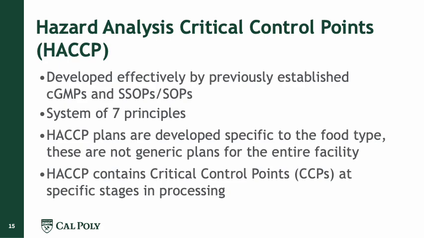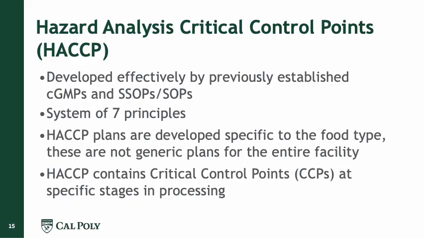Okay, so at the beginning of the presentation, we talked about the types of hazards, and HACCP is one of the quality systems that is based on identifying what we call critical control points. It has been developed on previously established good manufacturing practices and sanitation standard operating procedures, SOPs. It is a system of 7 principles, and they are developed for a specific food type. So they are not generic for the entire facility; they have to be developed, for example, for orange juice or for seafood.